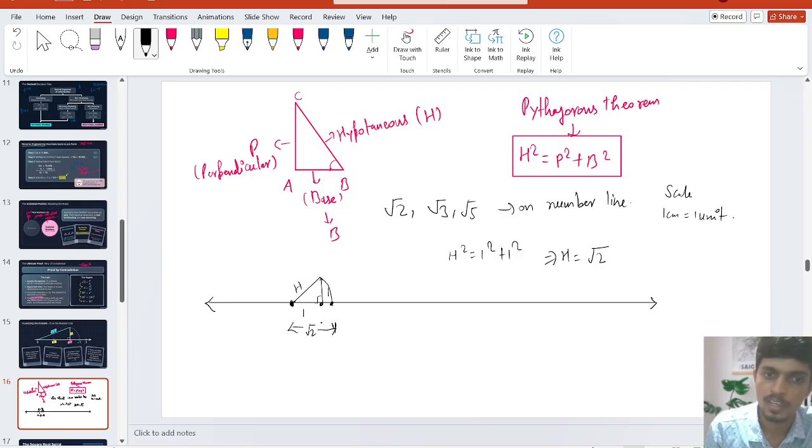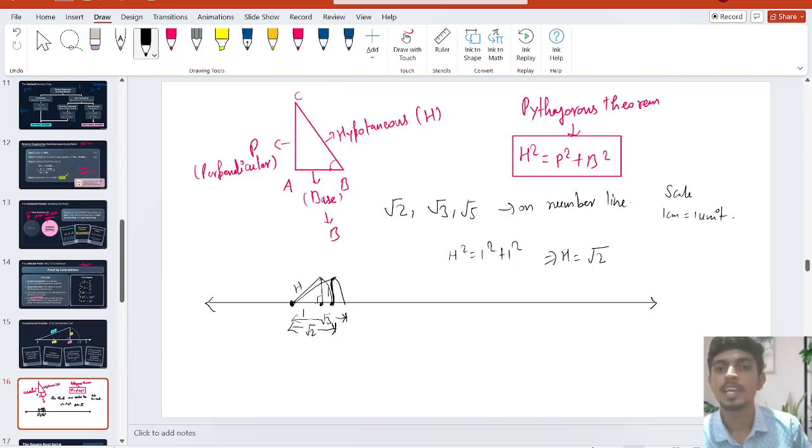If you are representing under root 3, again take 1 unit here, and this line represents under root 2. Taking the compass, with one needle at the point and the second needle here, cut this axis, and you get under root 3. Applying this, you get root 2, root 3, root 5 here.